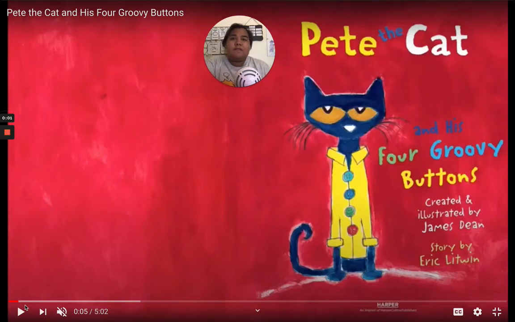Everybody. So today for book time, we are going to be reading this book. And I wonder, what do you notice about the cover of this book?